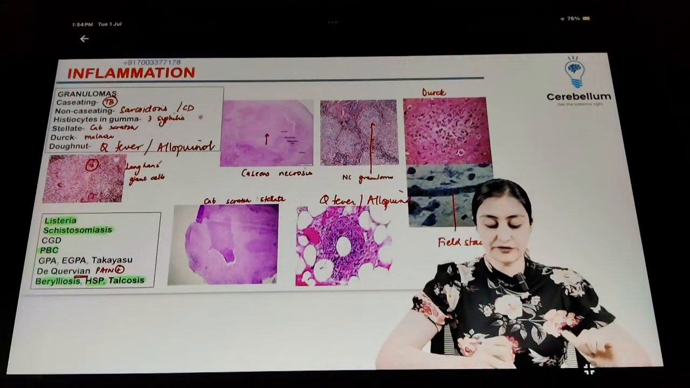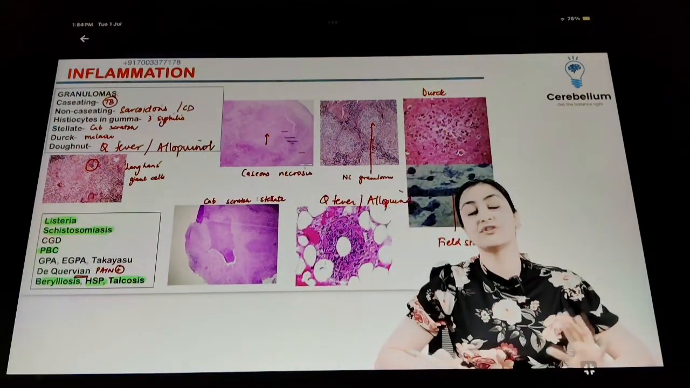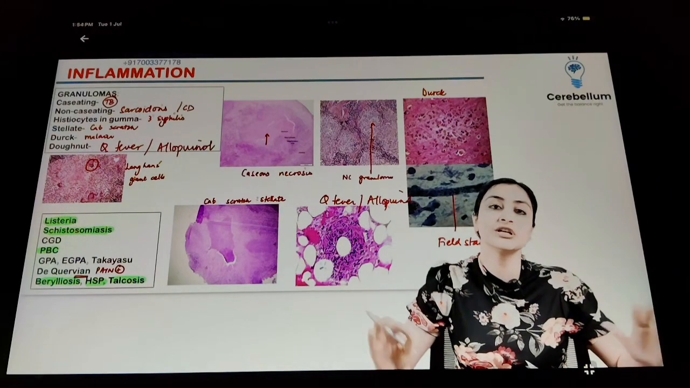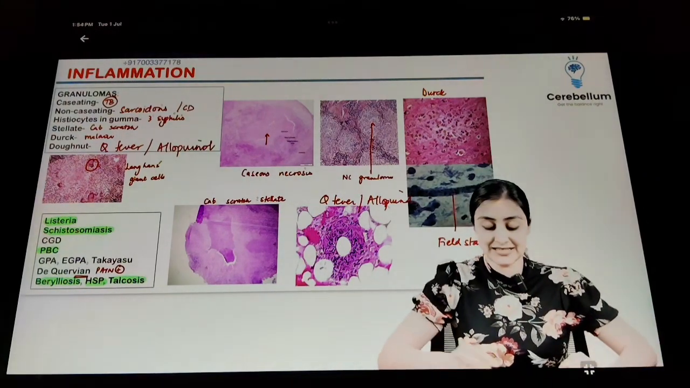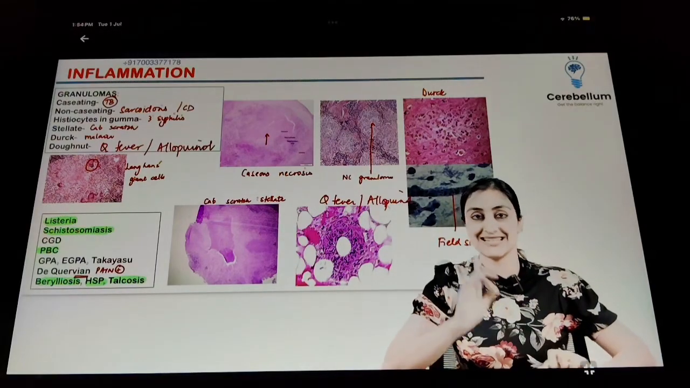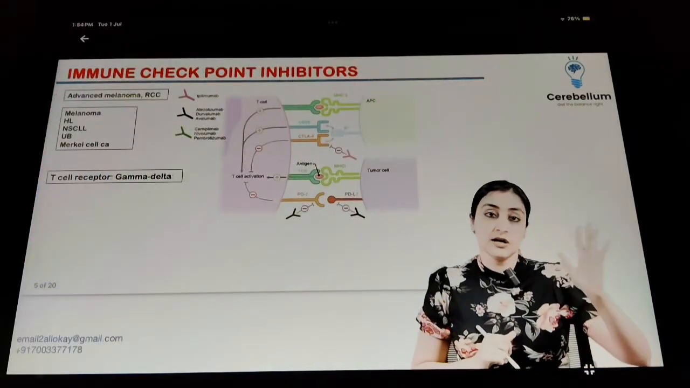So essentially, all of the things we are studying on this page are examples of type 4 hypersensitivity, because cell-mediated immunity, granulomas, means type 4. So even if you forget and get confused in the exam, whatever we are seeing on this page is essentially type 4 hypersensitivity. Right? So this is about the inflammation.